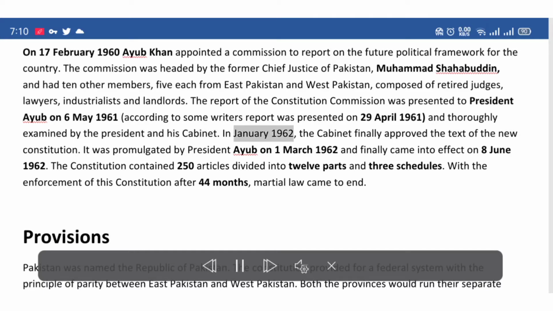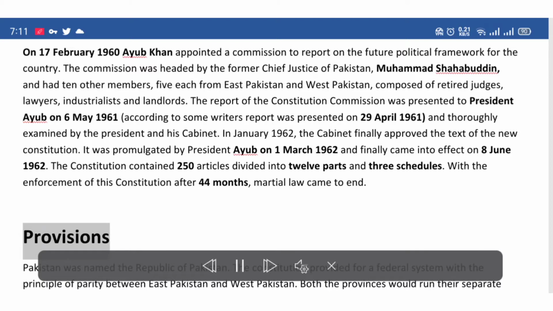In January 1962, the cabinet finally approved the text of the new constitution. It was promulgated by President Ayub on 1 March 1962 and finally came into effect on 8 June 1962. The constitution contained 250 articles divided into 12 parts and 3 schedules. With the enforcement of this constitution after 44 months, martial law came to an end.